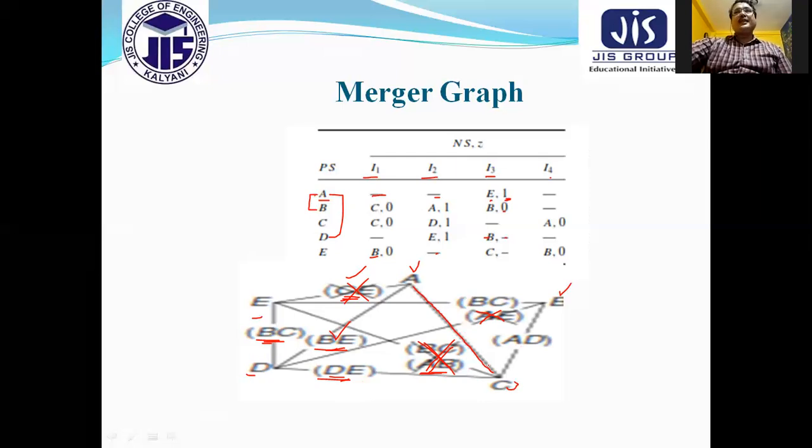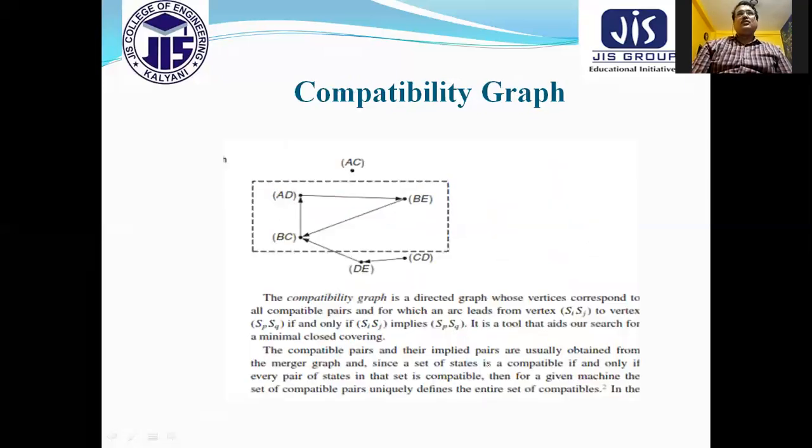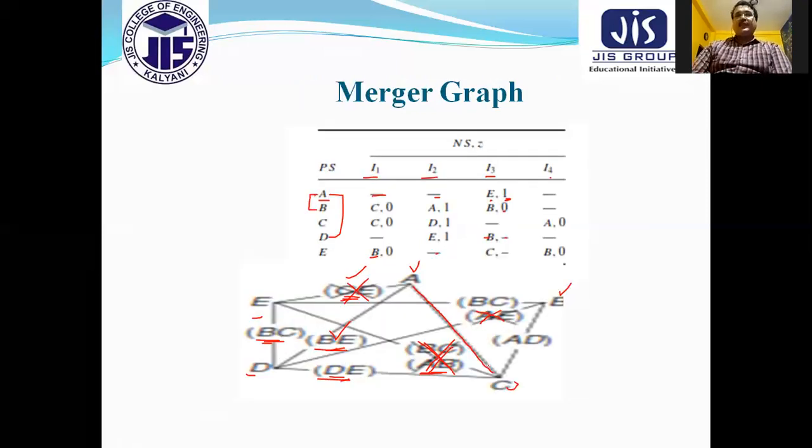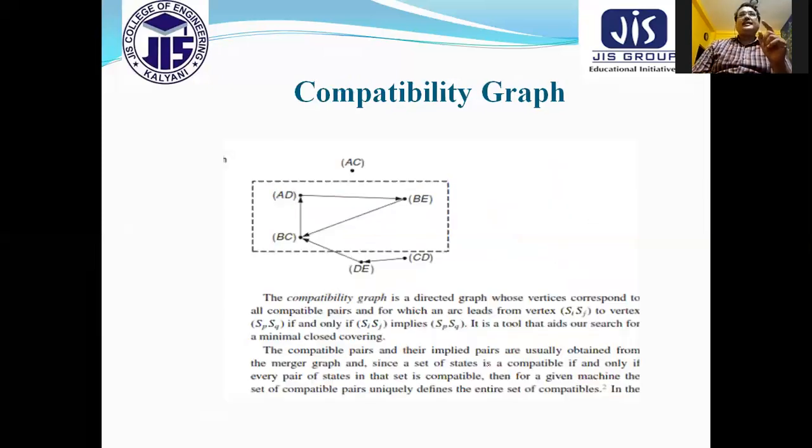So when you stop here, what are the compatible pairs I can get here? When you see that, here we are going for the compatibility graph. In this merger graph, by using that, I can say these are the compatible pairs, or you can say minimized pairs. Here we are going to learn how to draw the compatibility graph between the pairs of edges.